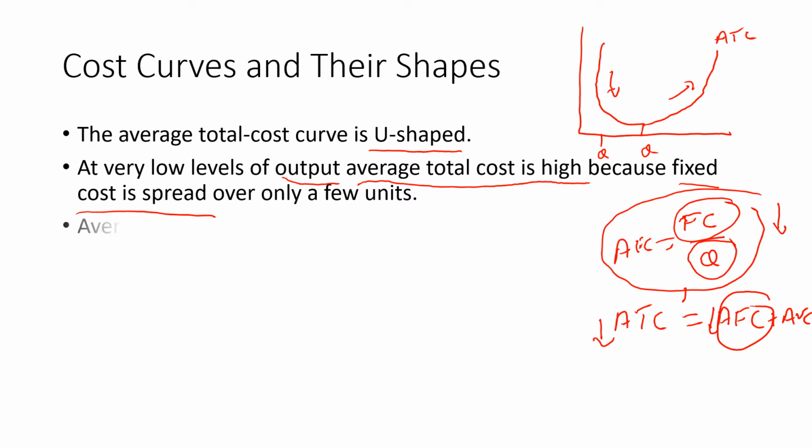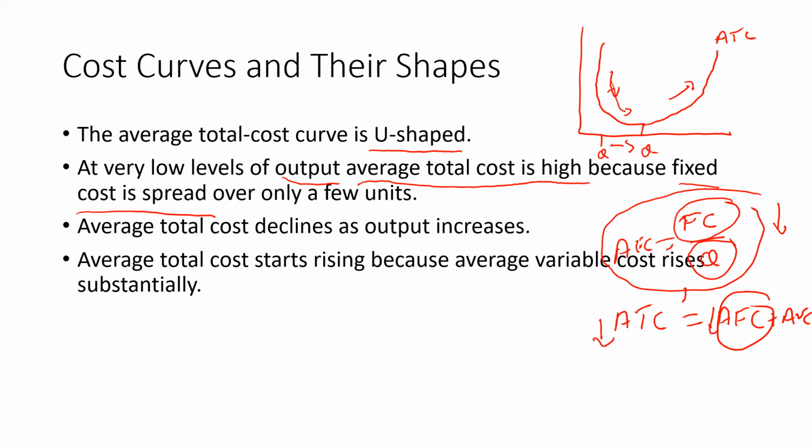Then the second reason. The average total cost declines as the output increases. We now understand this. When we increase the output, the average total cost declines, and the average total cost starts rising after a certain point. There will be a rise in this average total cost. Why? Because the variable cost is rising. Now the second part, the average variable cost, when this starts to rise, this causes the average total cost to increase, hence giving the average total cost a U shape.